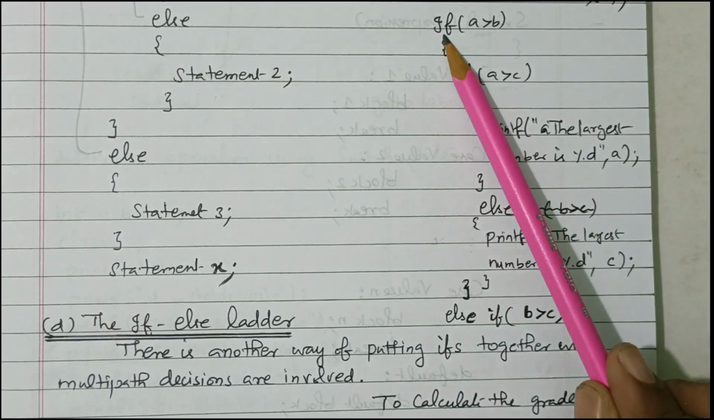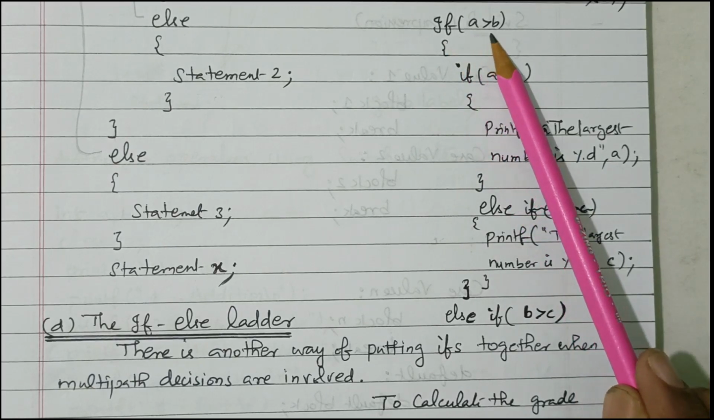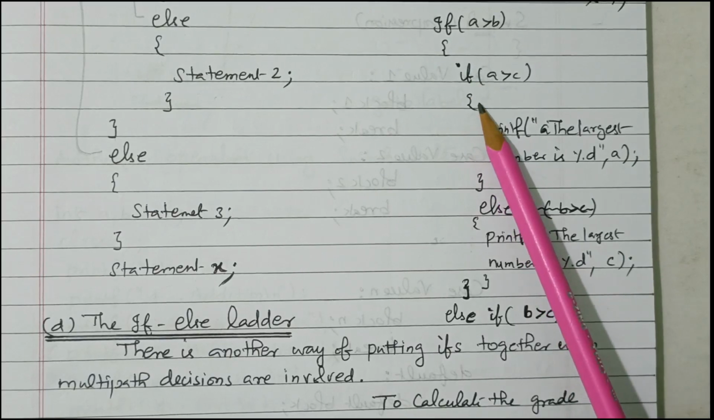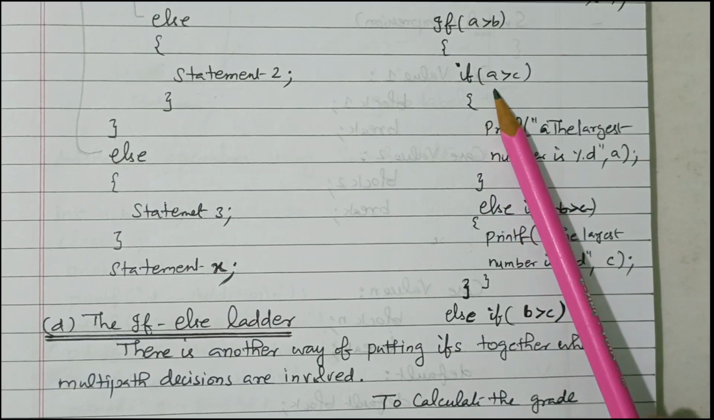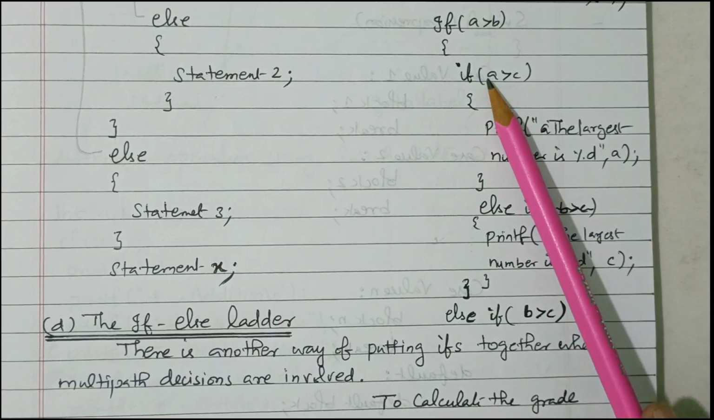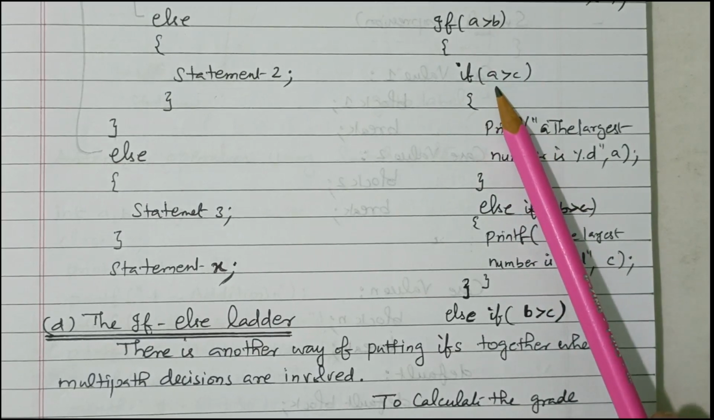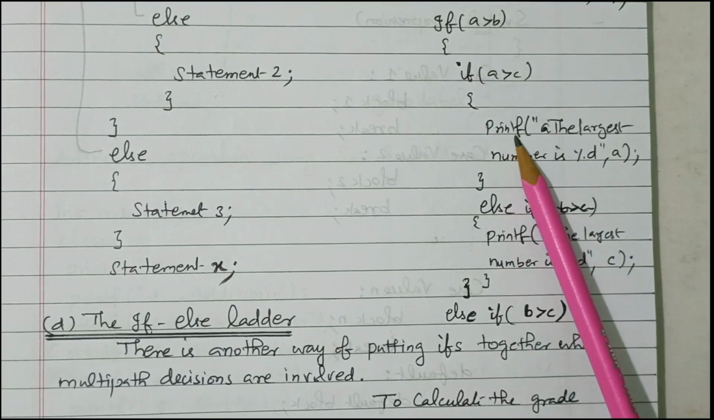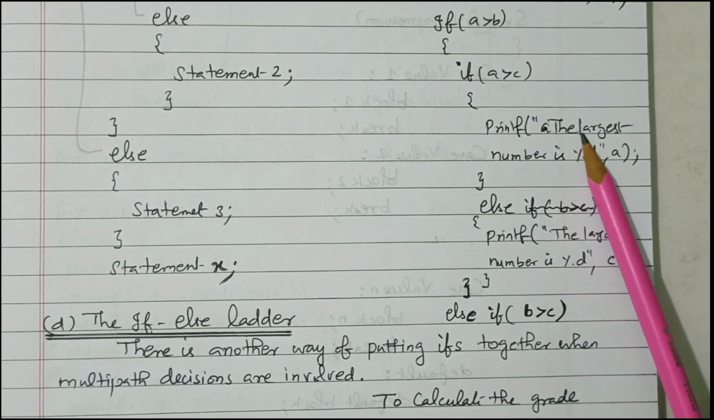So first we verified if A greater than B. If this condition is true, we open the brace. Inside we have one more condition, A greater than C. If both are true, it is clear A is greater than C as well as greater than B, so that we can print A is the largest number.